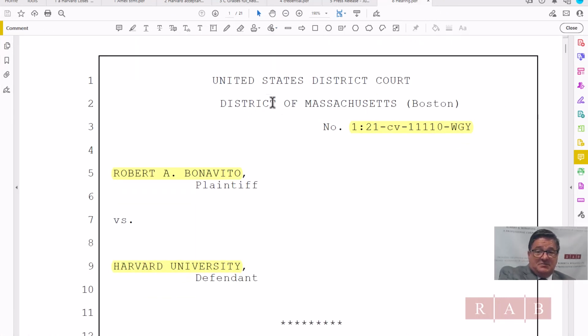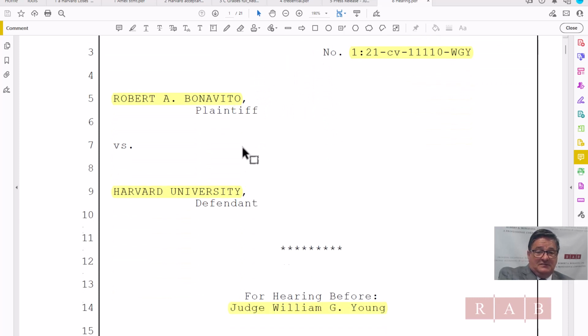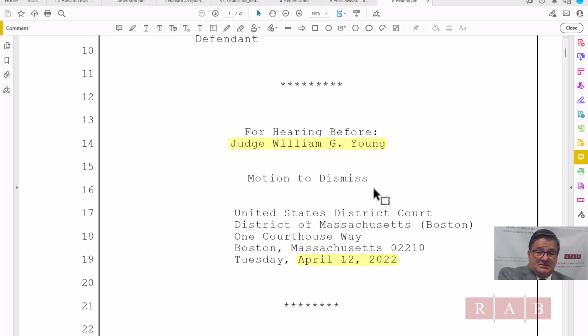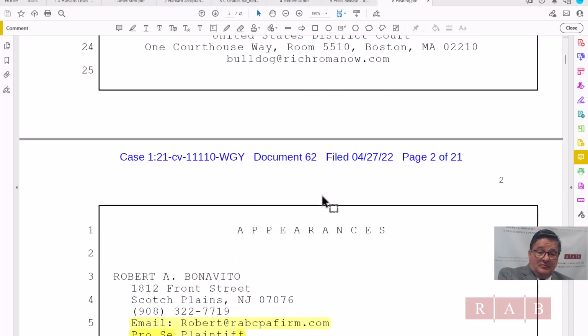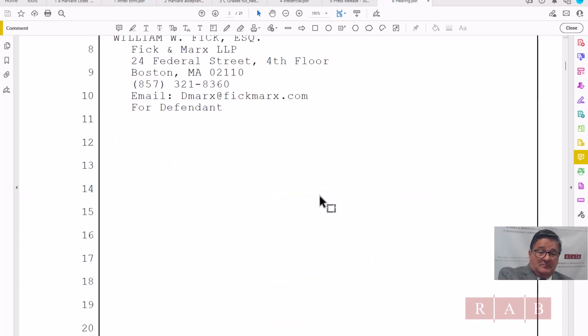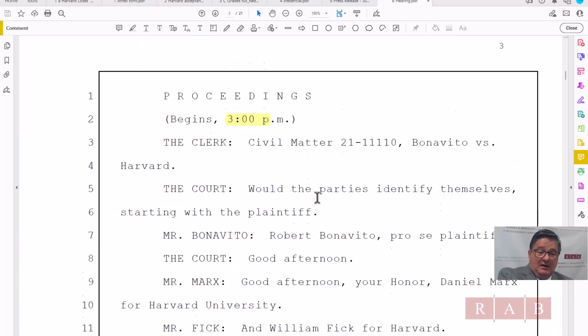This is the case number, right? This is me, the plaintiff, and this is Harvard University, defendant. This is the judge. This is the date the hearing took place. Now, this is how the hearing works.